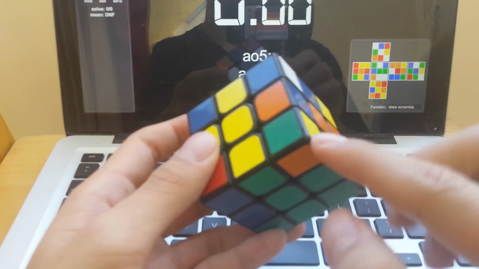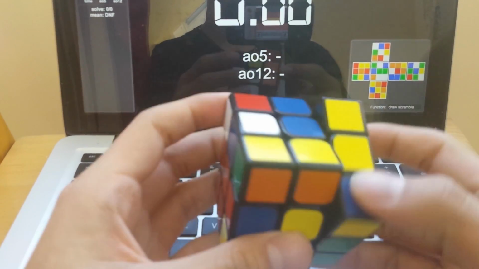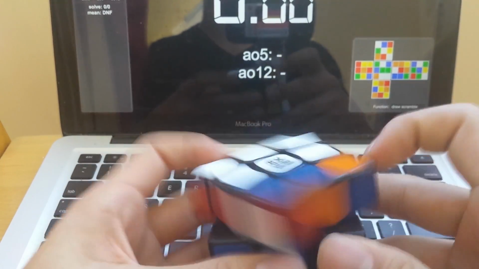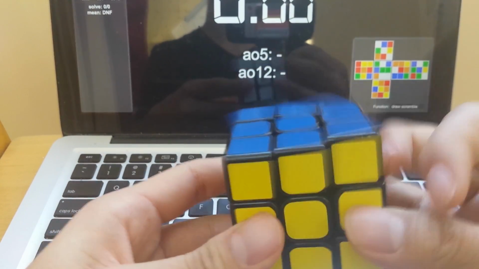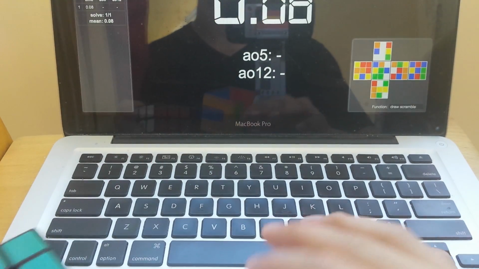I don't see any greens. I see this. I'm going to do this. I see green here. Insert OLL. PLL. Ooh, I did not mean to do that.